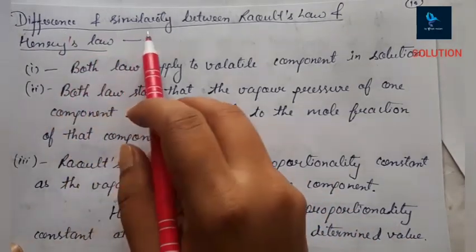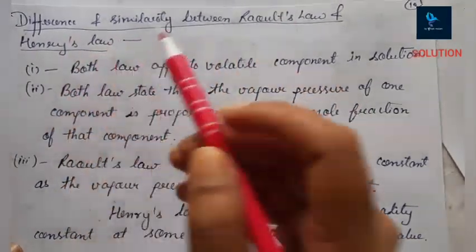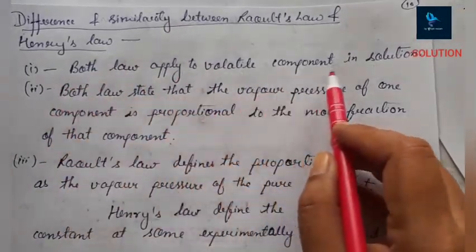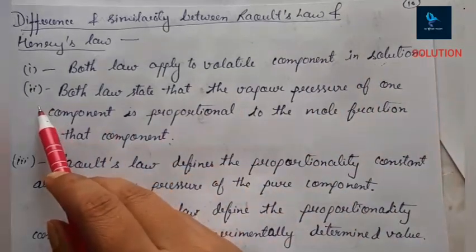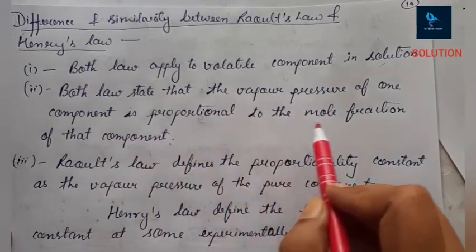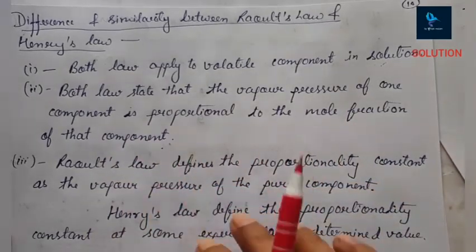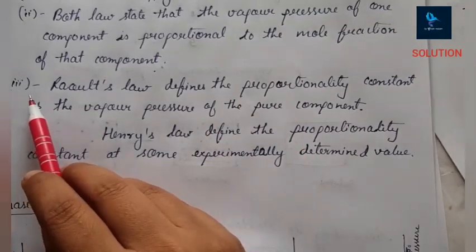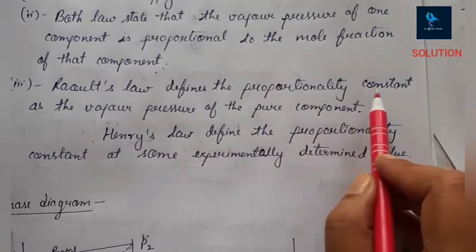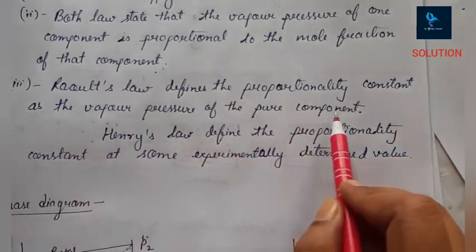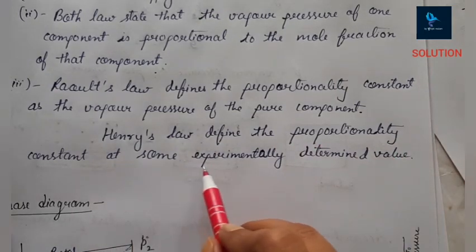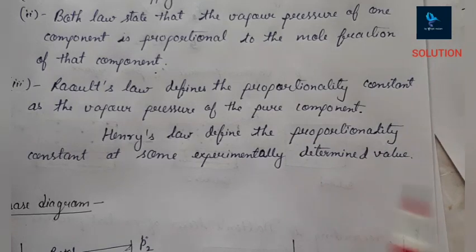See the differences and similarities between Raoult's law and Henry's law. Some points are here. First, both laws apply to a volatile component in solution. Second, both laws state that the vapor pressure of one component is proportional to the mole fraction of that component. And third, the difference between the two laws is that Raoult's law defines the proportionality constant as the vapor pressure of the pure component, but Henry's law defines the proportionality constant as some experimentally determined value.